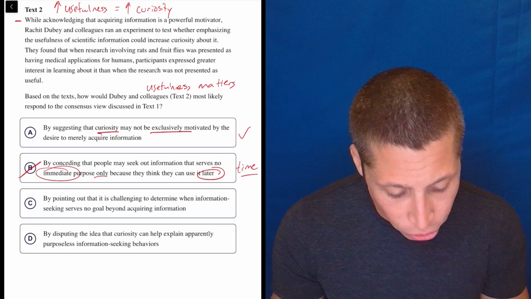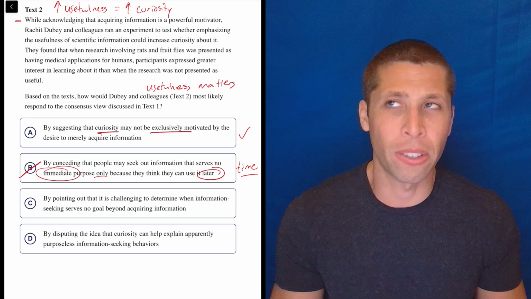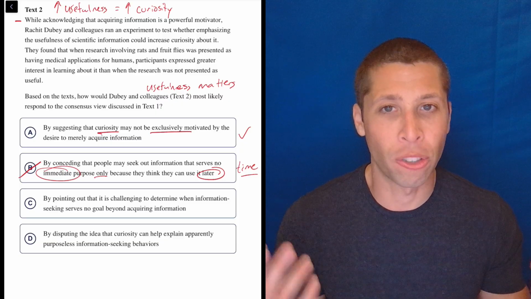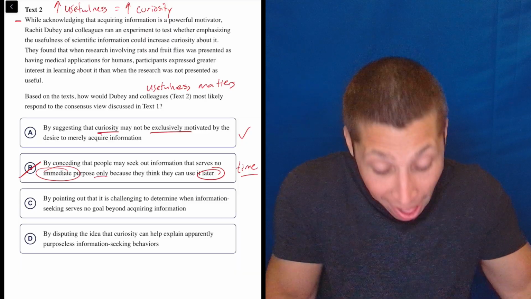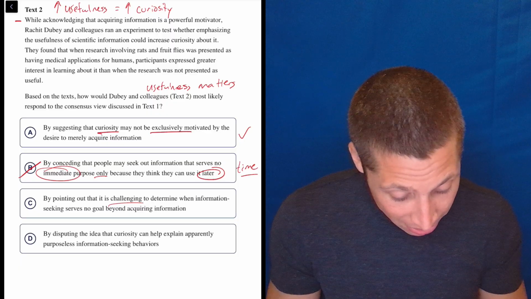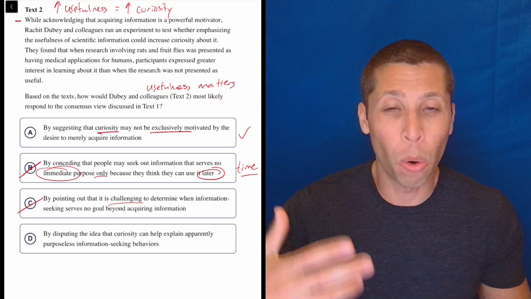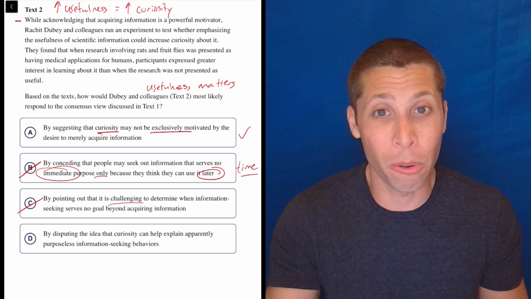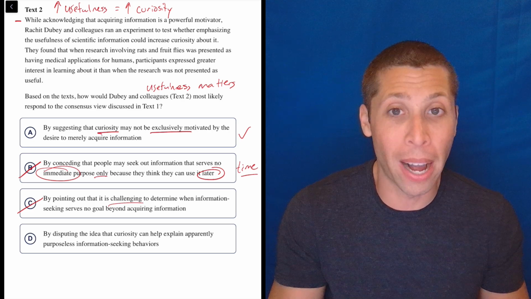By pointing out that it is challenging to determine when information seeking serves no goal beyond acquiring information. No, the text 2 isn't just saying, well, we can't know anything about why people seek out information. It's too hard. They have an experiment that they do, and they find that it's not maybe that challenging. They did it, so they succeeded. This is just kind of beyond what we're even talking about. This is criticizing the whole ability to study this particular thing. But since the whole point of passage 2 is that they did a study and they found something about what people are motivated by, that kind of undermines choice C.